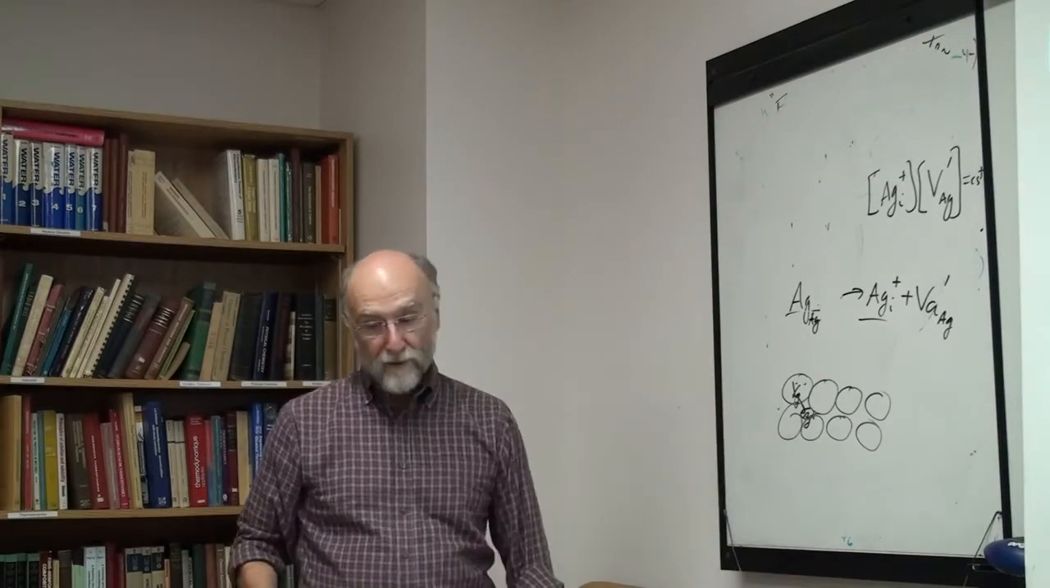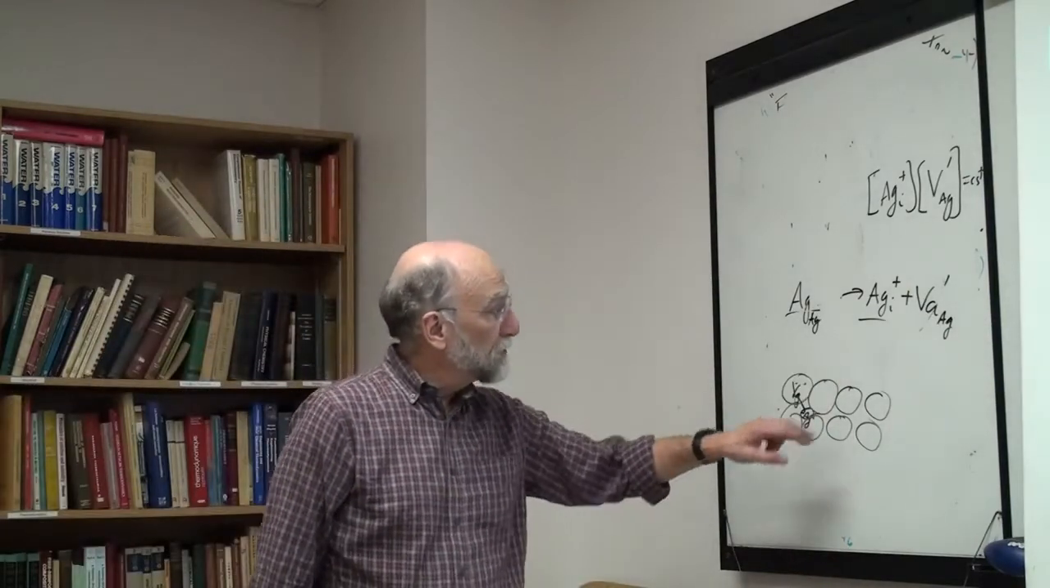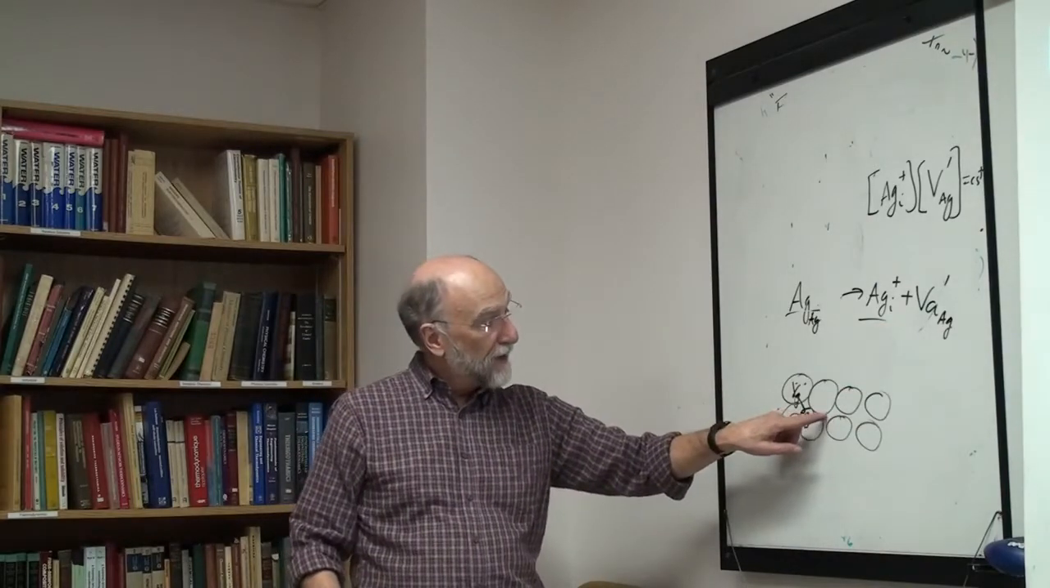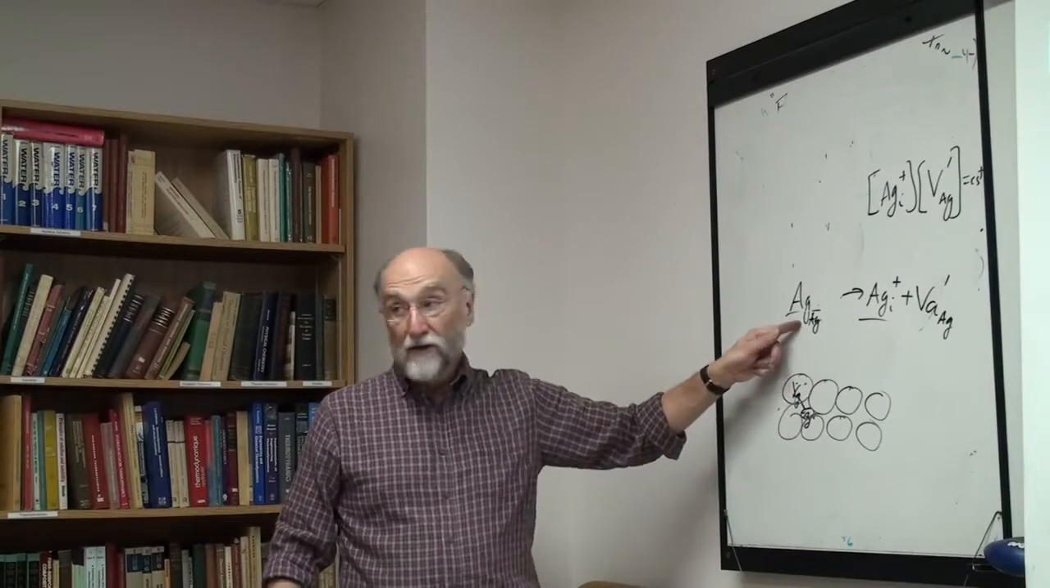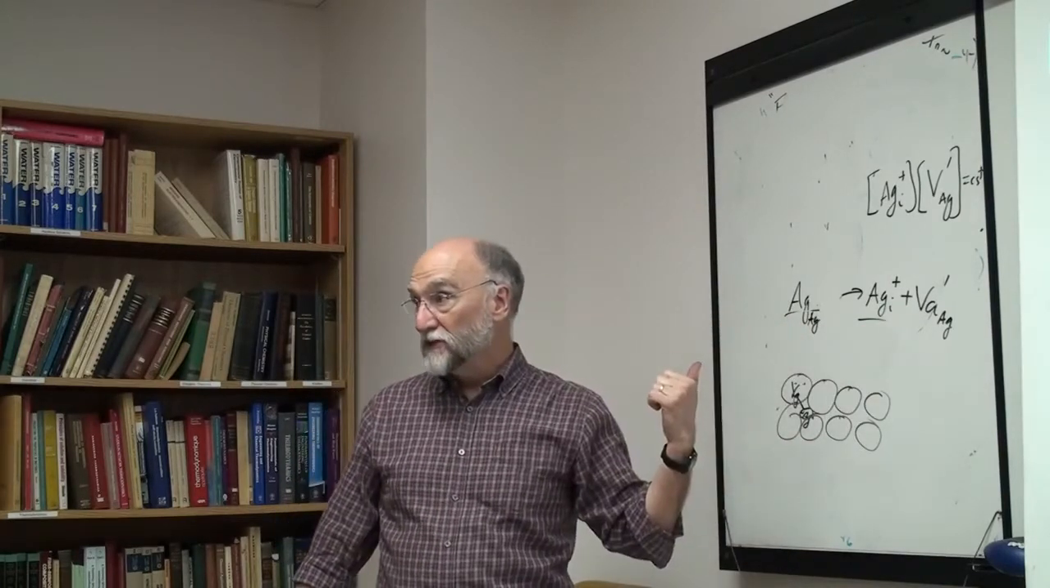So there's an equilibrium constant. You form a vacancy, and they can recombine as well. The silver ion and the vacancy move around the crystal. The silver ion can move around, comes back to the vacancy, falls back into the vacancy and reconstitutes the silver, and the reaction goes back the other way. That would be an annihilation.